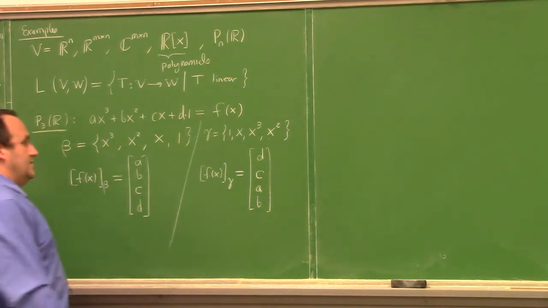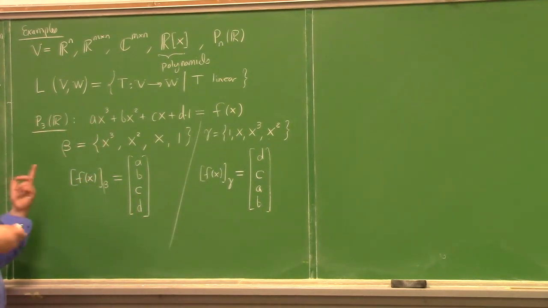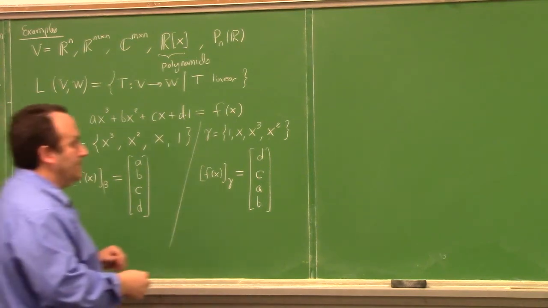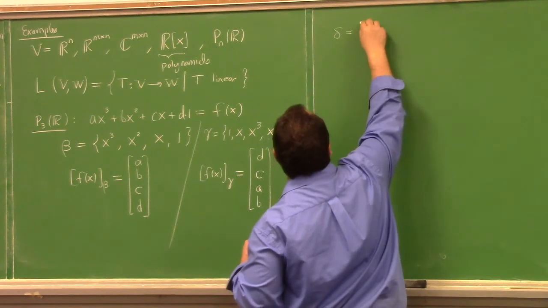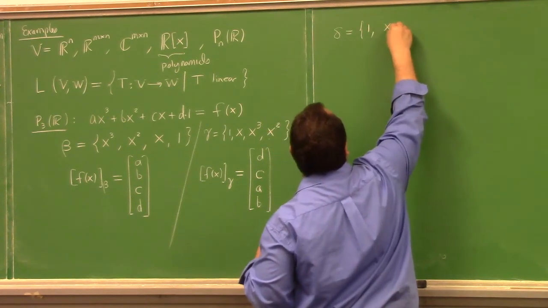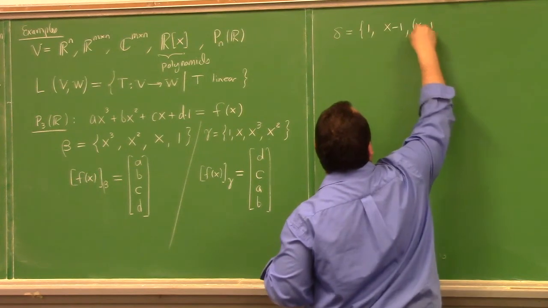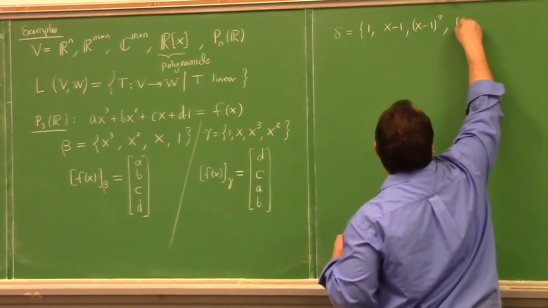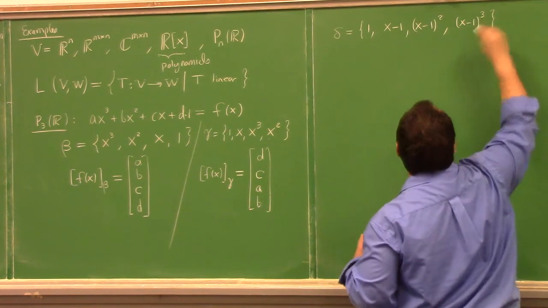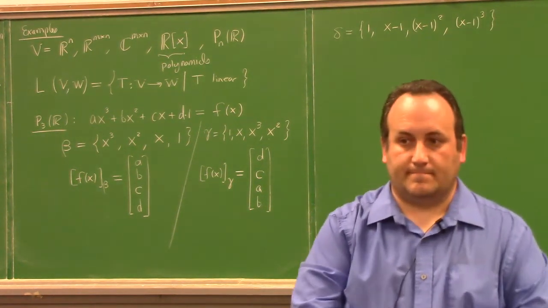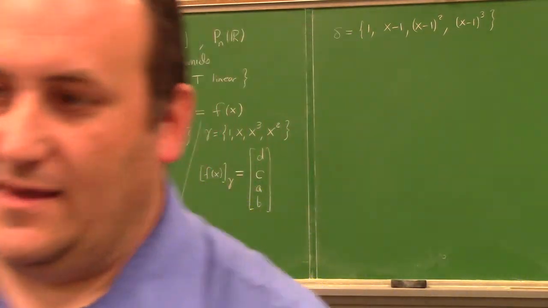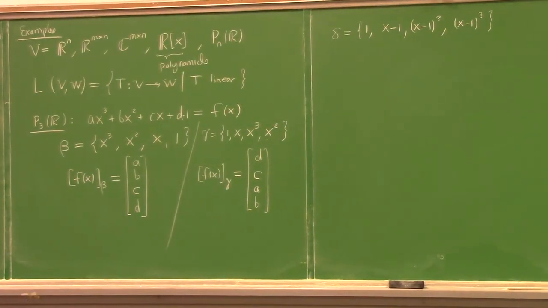You could, in addition to just reordering them, do things like add. Or here's another basis for P3. Alpha, beta, I'll use delta. You could do this. Delta is 1, x minus 1, x minus 1 squared, x minus 1 cubed. They all follow the same pattern. Well, they don't have to. I was doing that because this one's easy, and I'll show you why in just a second.